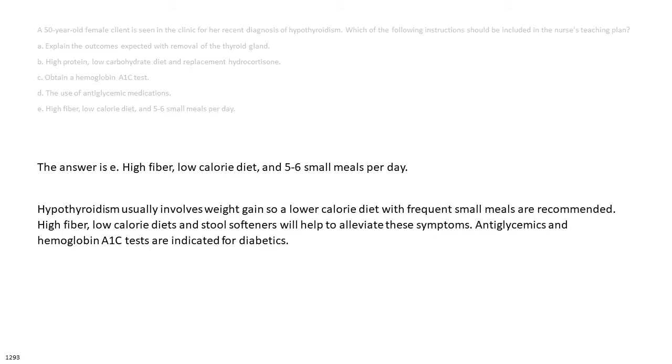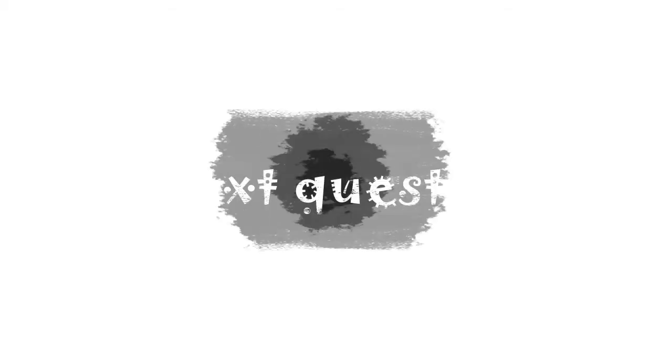The answer is E. High fiber, low calorie diet, and 5 to 6 small meals per day. Hypothyroidism usually involves weight gain, so a lower calorie diet with frequent small meals is recommended. High fiber, low calorie diets and stool softeners will help to alleviate these symptoms. Antiglycemics and hemoglobin A1C tests are indicated for diabetics.